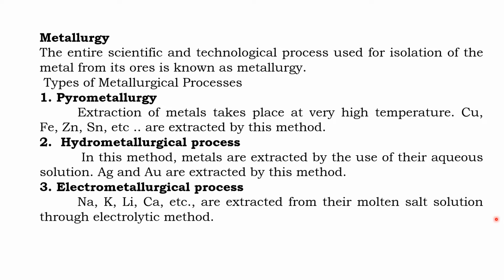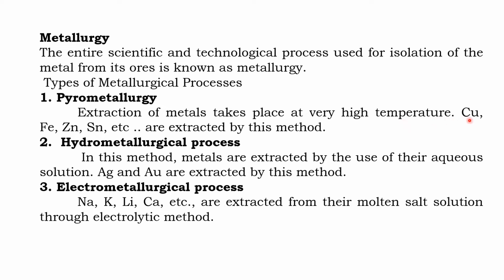So the entire metallurgical process is basically classified into three types, depending upon the technological process used for the separation of the metals. The first one is pyrometallurgy. From the name itself, we could make it out. It is the metallurgical process that happens at high temperatures.